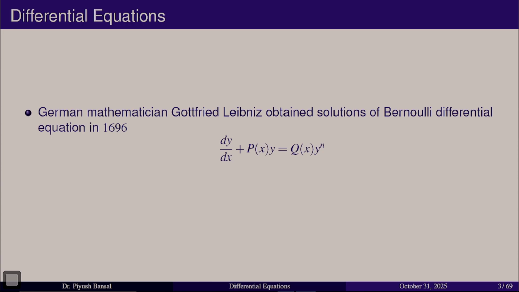And later on in 1696, this was independently invented by a German mathematician, Leibniz, who solved this differential equation dy by dx plus p(x)y equals q(x)y to the power n. Here p and q are given functions of x and n can be any real number. Such differential equations we call Bernoulli differential equations.